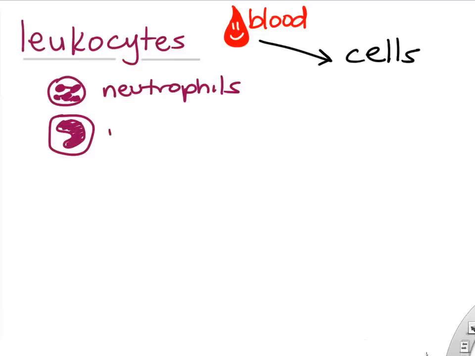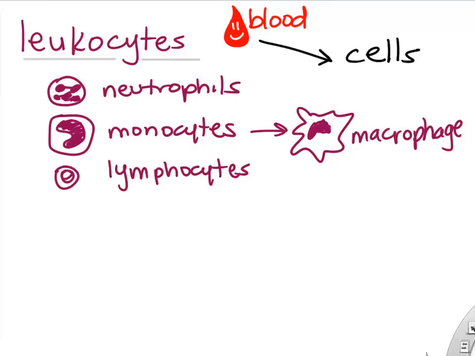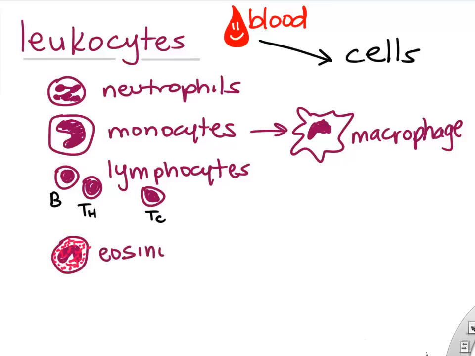Okay, the types of leukocytes we have: neutrophils, and monocytes, which once they're in the tissue we call macrophages. We have lymphocytes, and lymphocytes come in varieties, B cells and T cells. We have eosinophils. Eosinophils have this characteristic look when they're stained. They're really orange, so we call those eosinophils.